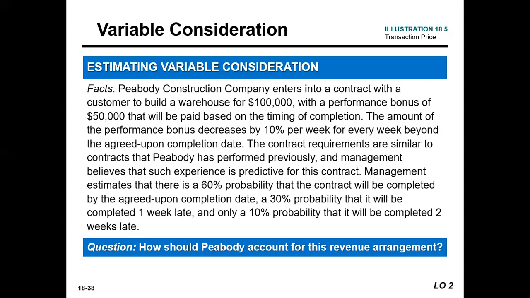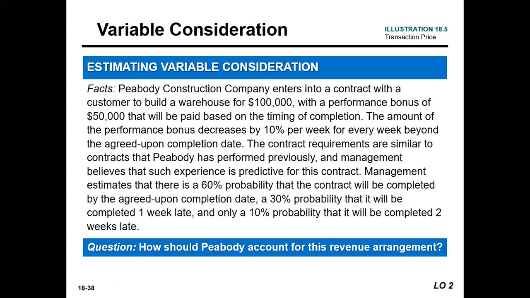Okay, so we have the probability here now. The amount of the performance bonus decreases by 10% per week. So under 150, if you multiply 150 by 60%, what is the result? 90. 90, sir. Okay.